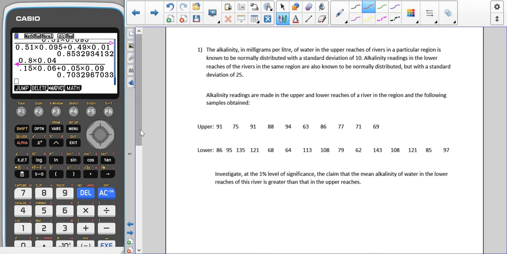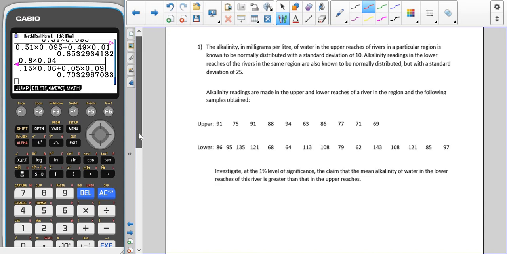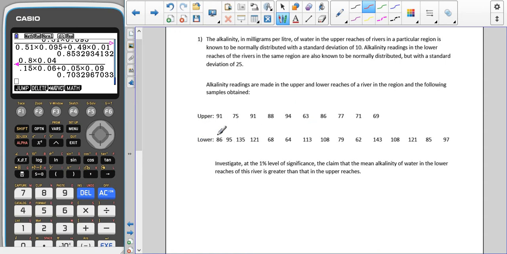So here we have the alkalinity in milligrams per litre of water in the upper reaches of a river in a particular region is known to be normally distributed with a standard deviation of 10. The alkalinity readings in the lower reaches of the river in the same region are also known to be normally distributed with a standard deviation of 25. Alkalinity readings are made in the upper and lower reaches of the river in the region, and the following samples are obtained. So there we have a sample from the upper region and we have a sample from the lower region. Investigate at a 1% significance level the claim that the mean alkalinity in the water in the lower reaches of the river is greater than that in the upper reaches.